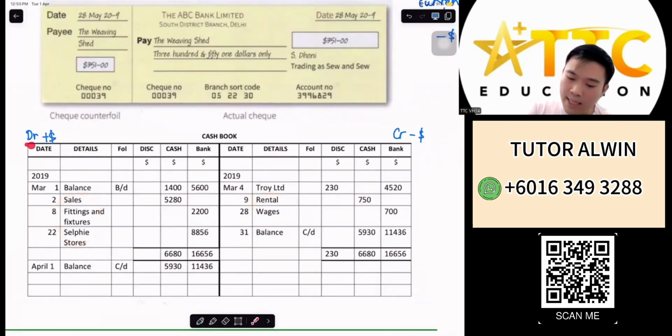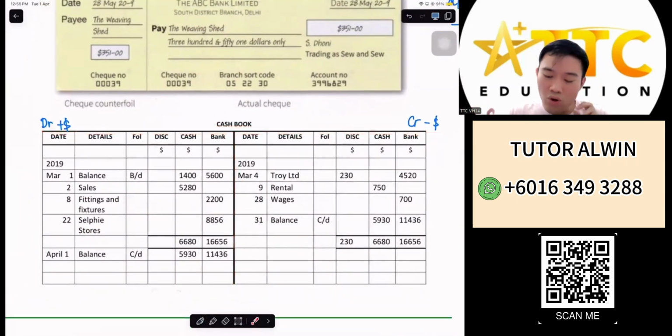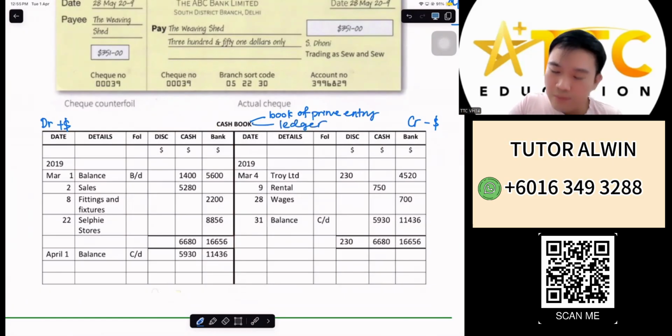So you'll notice that this cash book has both sides, with a bold line in the center, and this is a T shape. So a cash book is not only a book of prime entry, it is also a ledger account. Because you see, we have a balance brought down, meaning the balance at the beginning of the month, and then the balance carried down, which is the balance of money left at the end of the month.